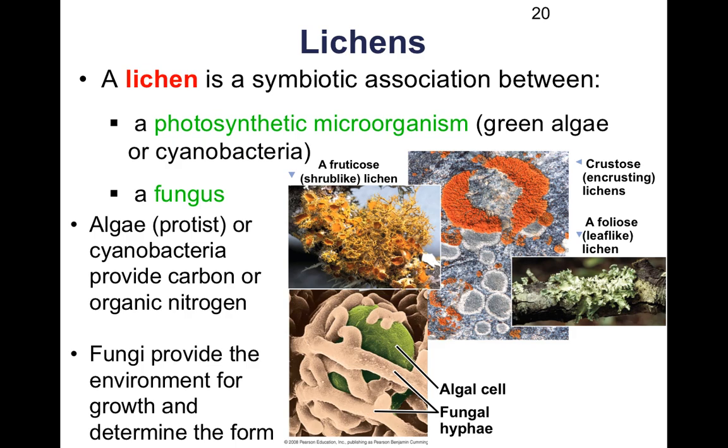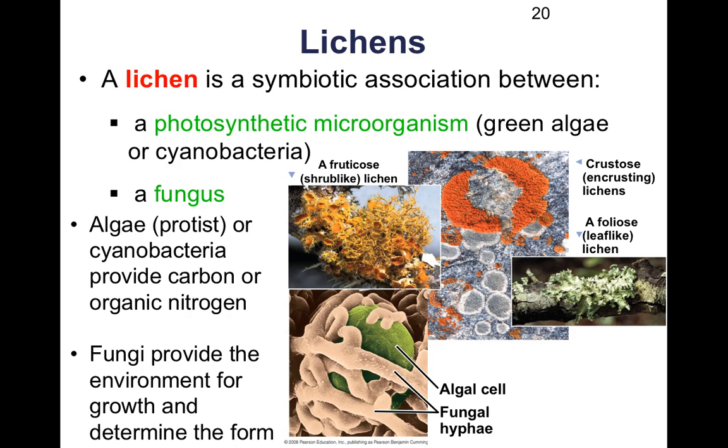And we describe 3 different types of lichen. So we have crustose lichen. You've probably seen these growing on walls, on rocks, tombstones. So it's a very kind of shallow lichen. It encrusts a layered-like structure.